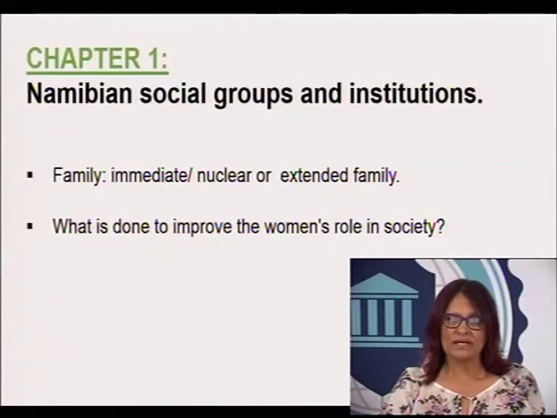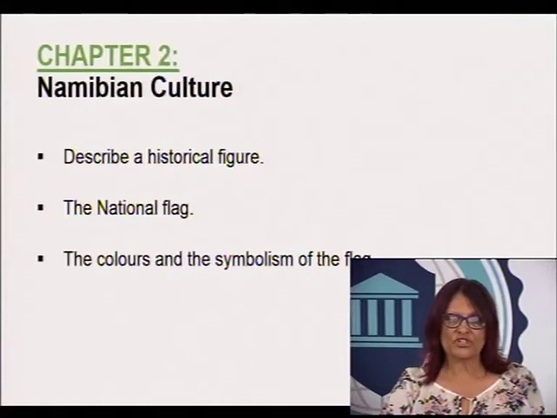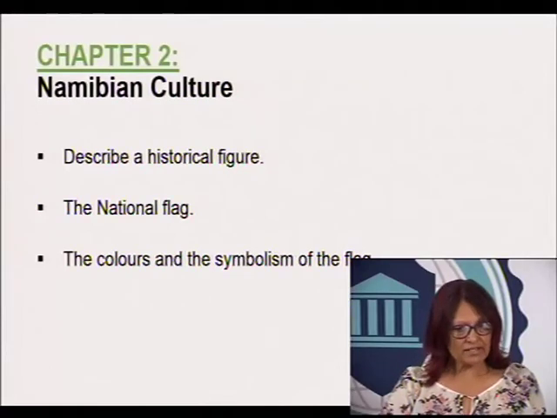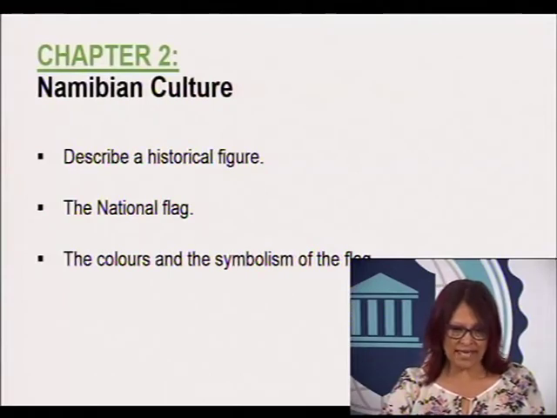Chapter 1. Namibian social groups and institutions. Family, your immediate or nuclear or extended family. What is done to improve the woman's role in society? Chapter 2. Namibian culture. Describe a historical figure, the national flag, the colors and the symbolism of the flag.